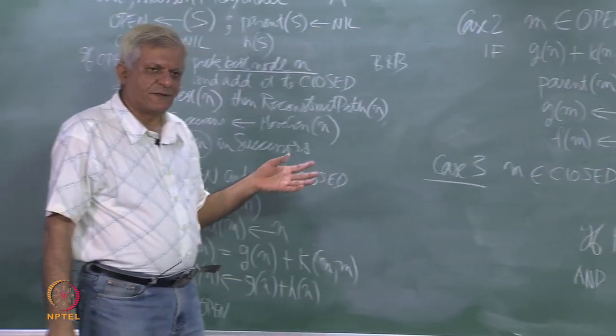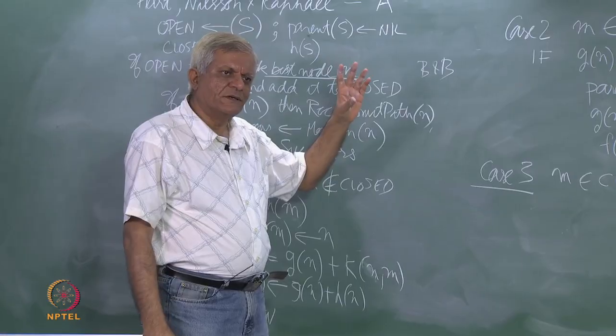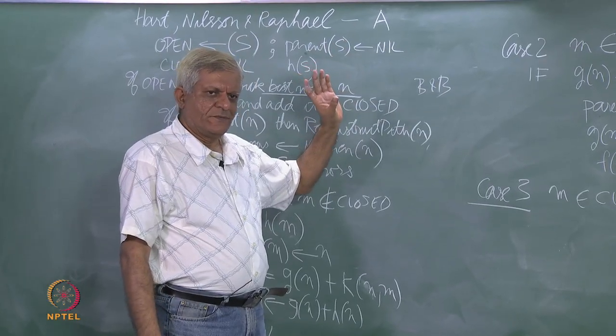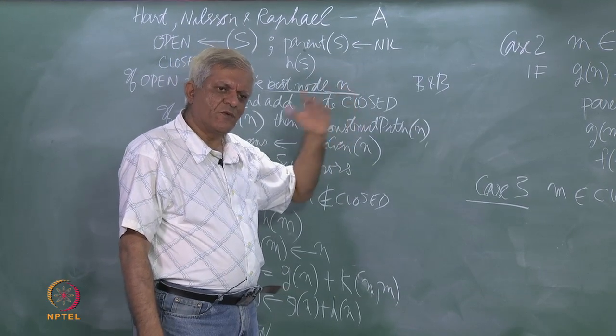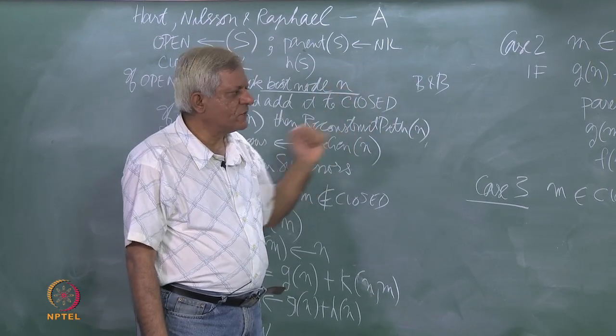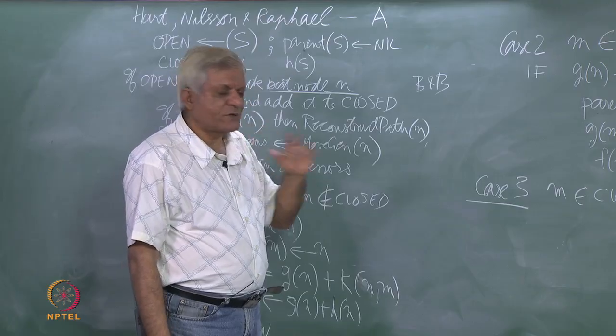So, that is the third case. If you have found a better path to a node in the closed list, then that improvement has to be passed on to the children of that node essentially, which was not the case in Dijkstra.